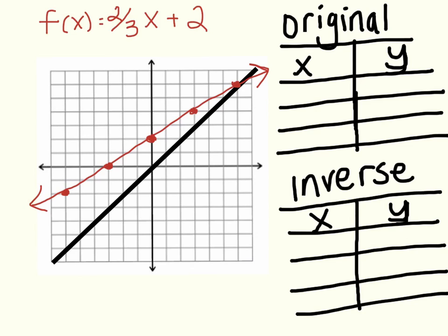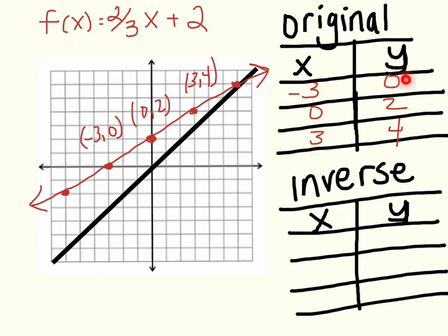Then we want to get some points from this line. This point right here would be negative 3, 0. This is 0, 2. And this right here is 3, 4. You don't have to put it in a table. I'm doing it just so it looks a little neater for you on here. But the second step was just to find some points.